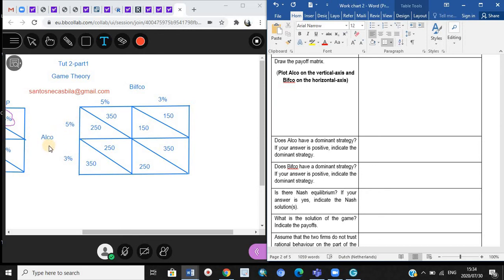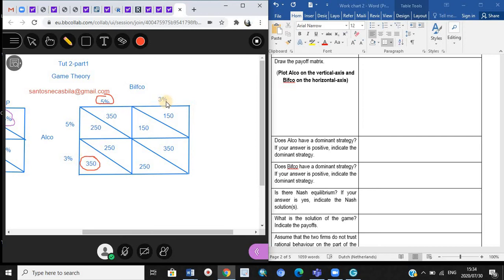What is going to happen to ALCO if Bilco goes for 5%? If Bilco goes for 5%, what's going to happen to this one? Is he going to choose this or this one? In fact, he is going to choose this one because he is better off. Just compare 350 and 250. This is better than this one.